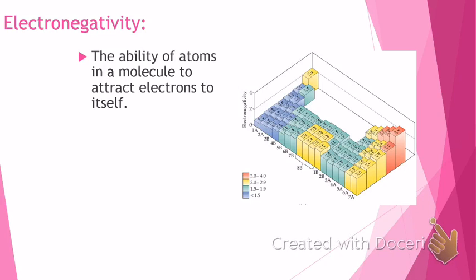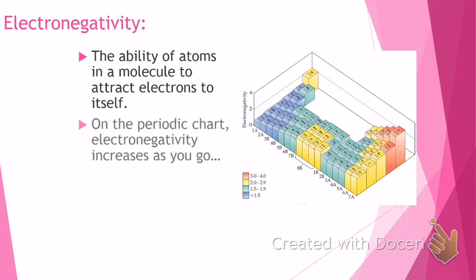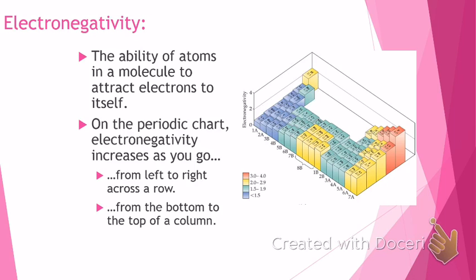The one exception to this is hydrogen, and hydrogen is approximately equal to carbon. Okay, so fluorine is the most electronegative, followed closely by oxygen. To reiterate, as you look along the periodic table, electronegativity tends to increase as you go from left to right, and it also increases as you go from the bottom to the top of a column.